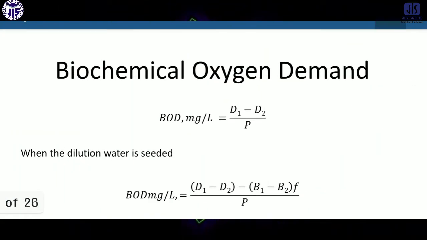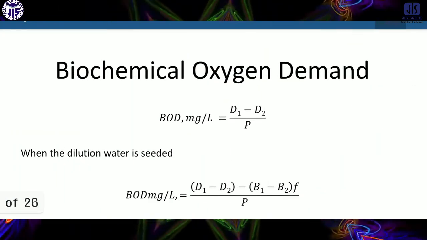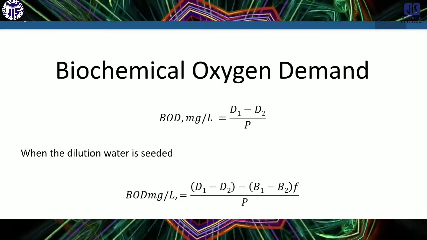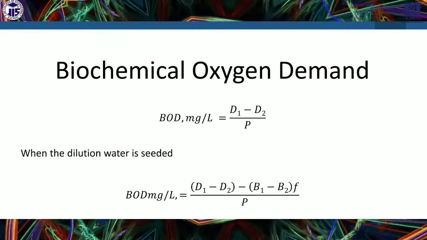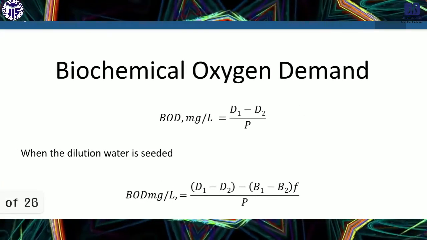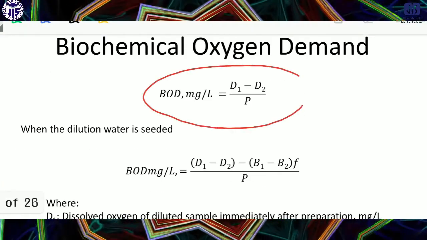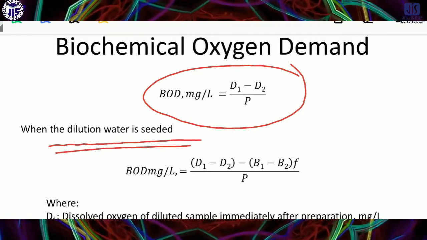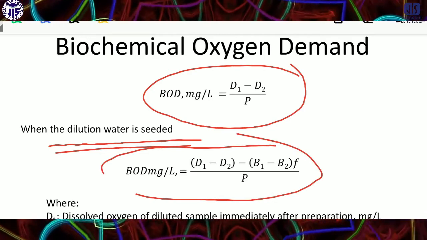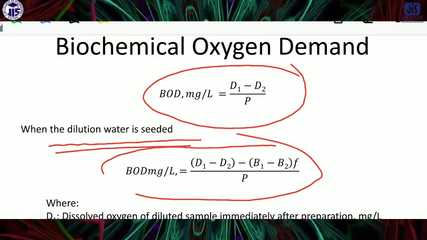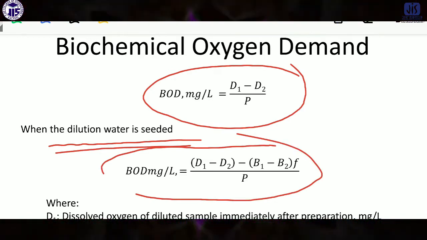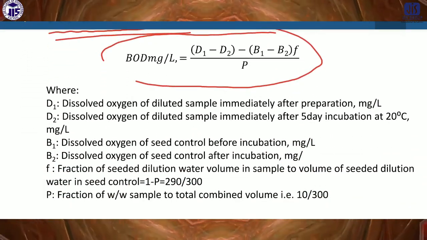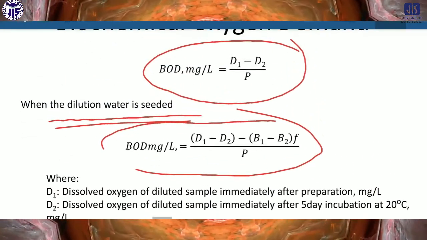So what is the equation? Generally BOD in milligram per liter equals (D1 minus D2) divided by P. Then if the dilution water is seeded, BOD in milligram per liter equals ((D1 minus D2) minus (B1 minus B2) times F) divided by P. Now I will explain the meaning of each and every term.